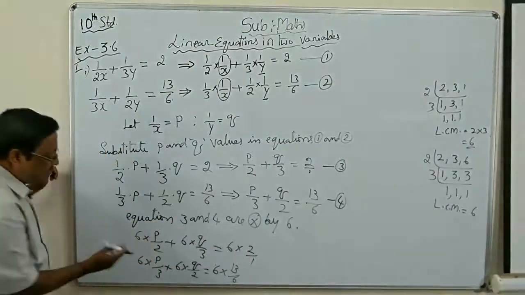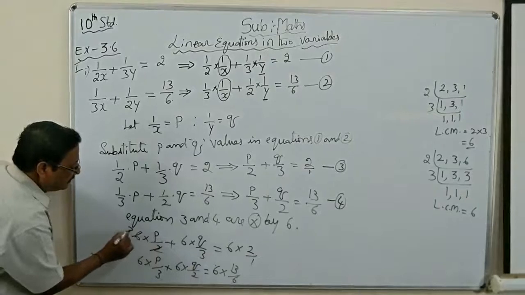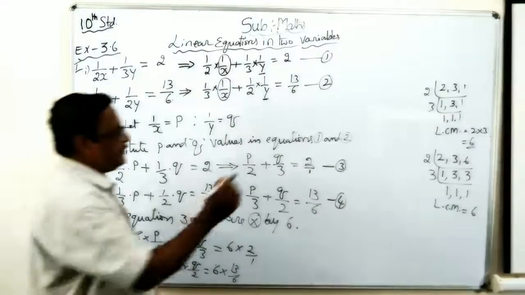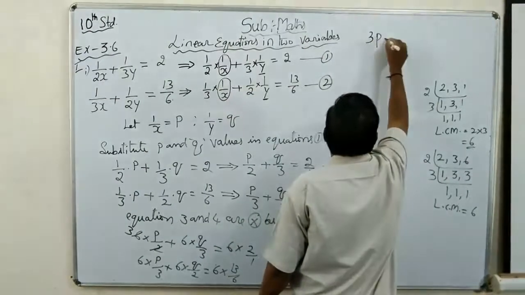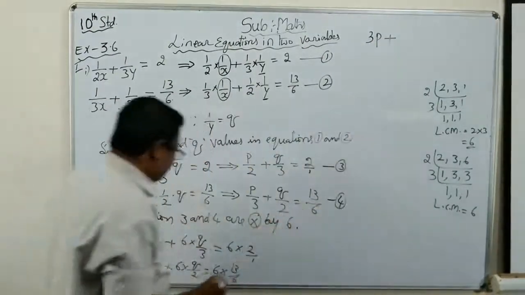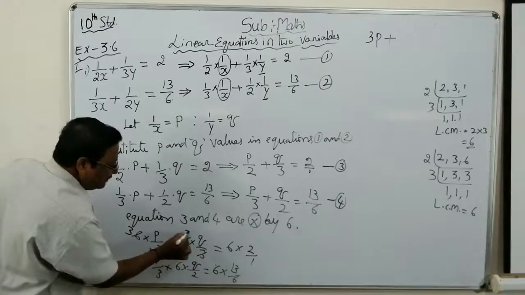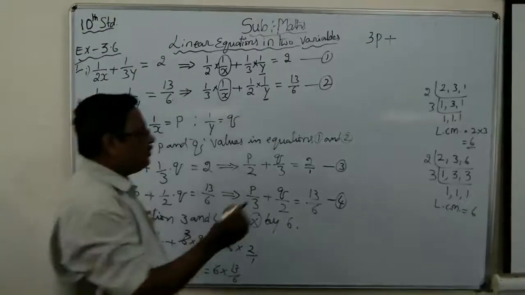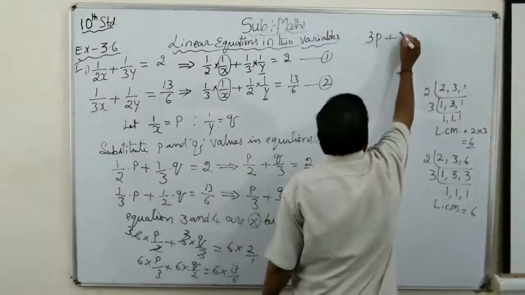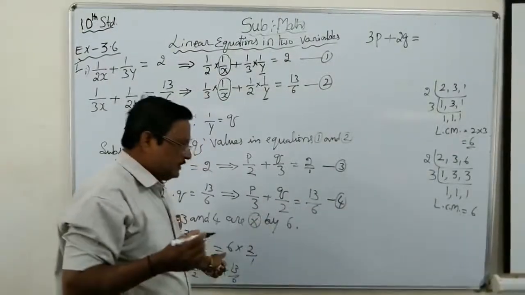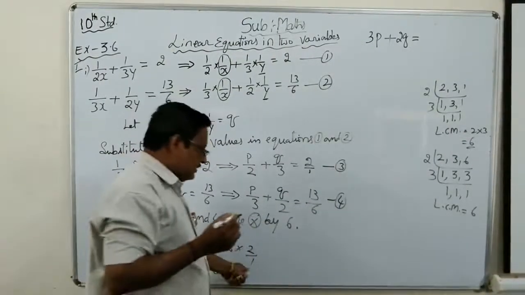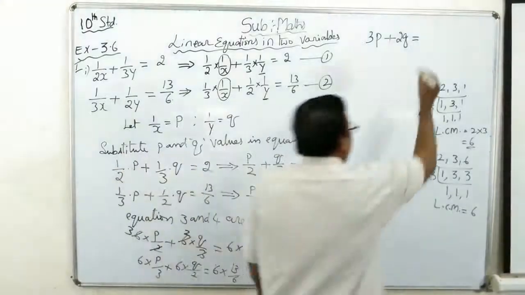Here next you see, 2 into 3 is 6, 3 into p, 3p, plus here 3 into 2 is 6, 2 into q, 2q, is equal to 6 into 2, 12. The denominator 1 is there, leave it as it is.